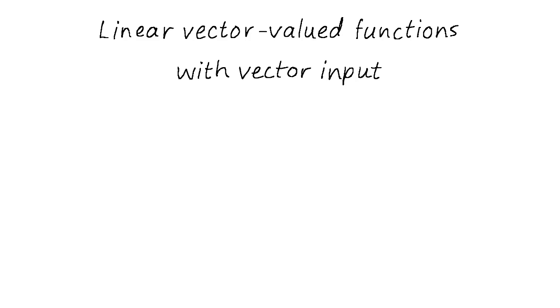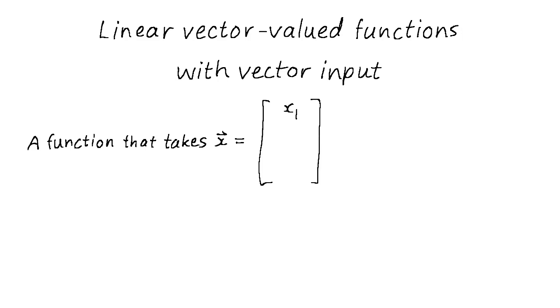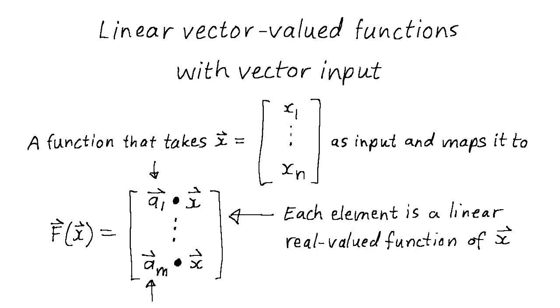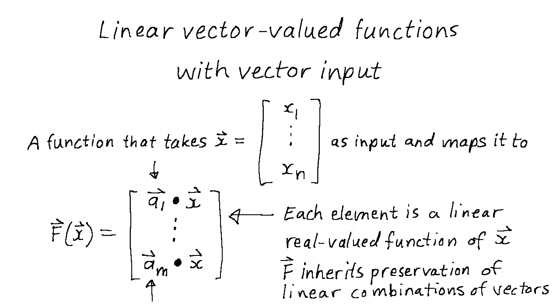Let's shift gears now and talk about linear vector-valued functions with vector inputs. This category of function takes an n-dimensional vector x and maps it to an m-dimensional vector called capital F of x of the form shown here. Note that a1 through am are given n-dimensional vectors. Note also that each element of capital F of x is itself a linear real-valued function of the vector x. It follows that the linear vector-valued function capital F inherits preservation of linear combinations of vectors from the real-valued functions that make it up.